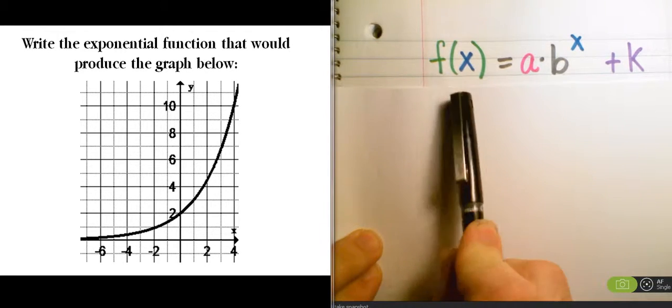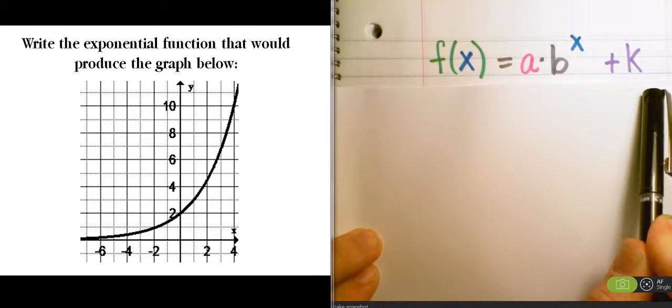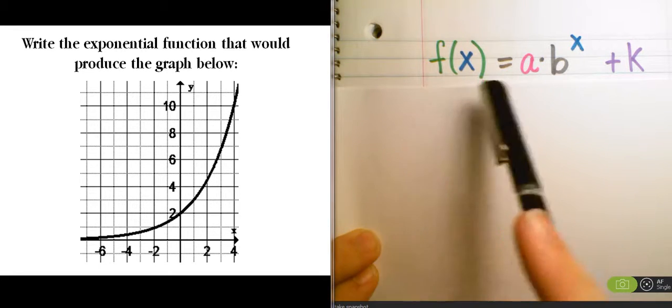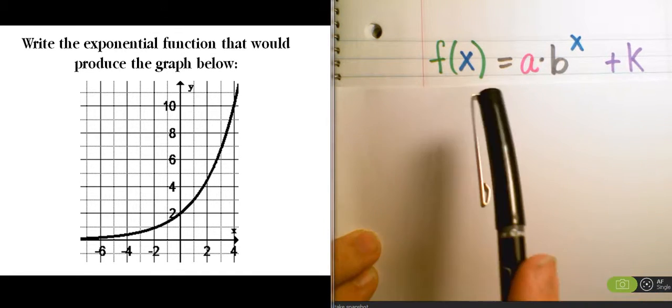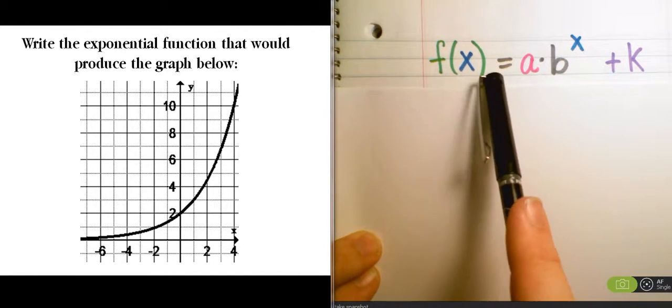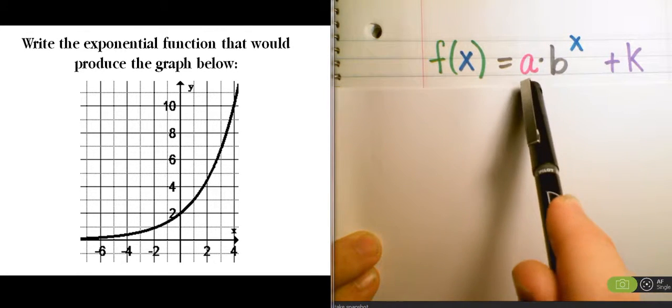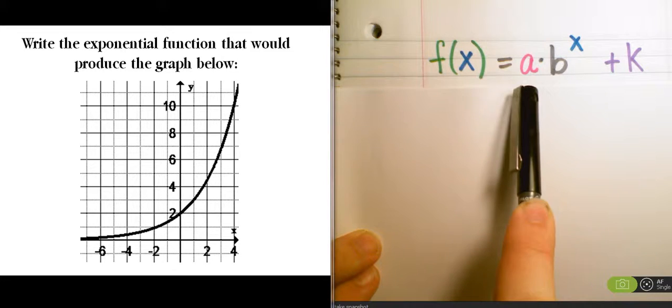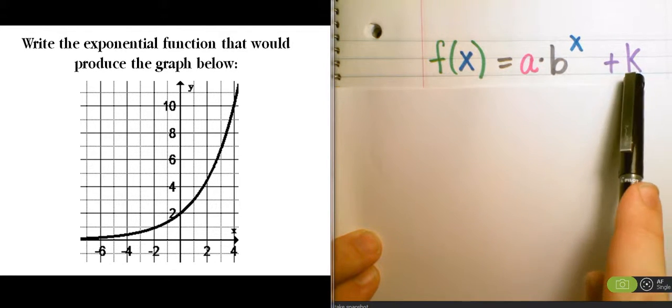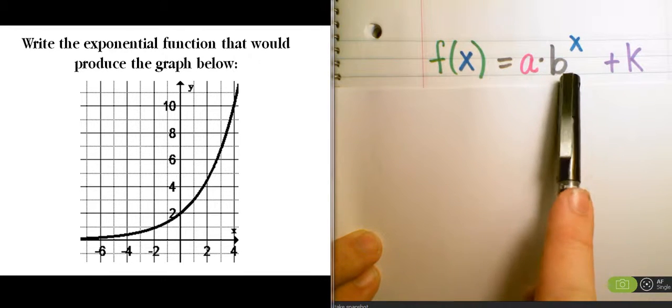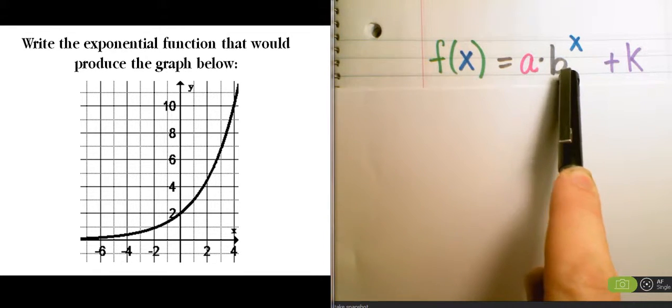Quick note here, all exponential functions, whether they're exponential growth or decay, can be written as f of x equals a times b to the x plus k. Remember, a is our vertical stretch or shrink factor, k is our vertical translation, either up or down, and b is the value of the base.